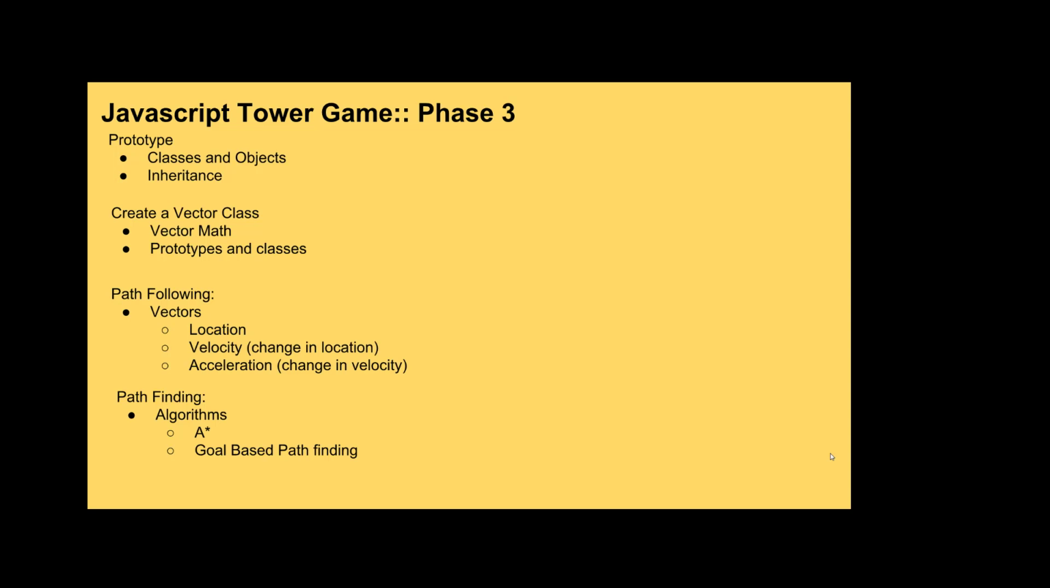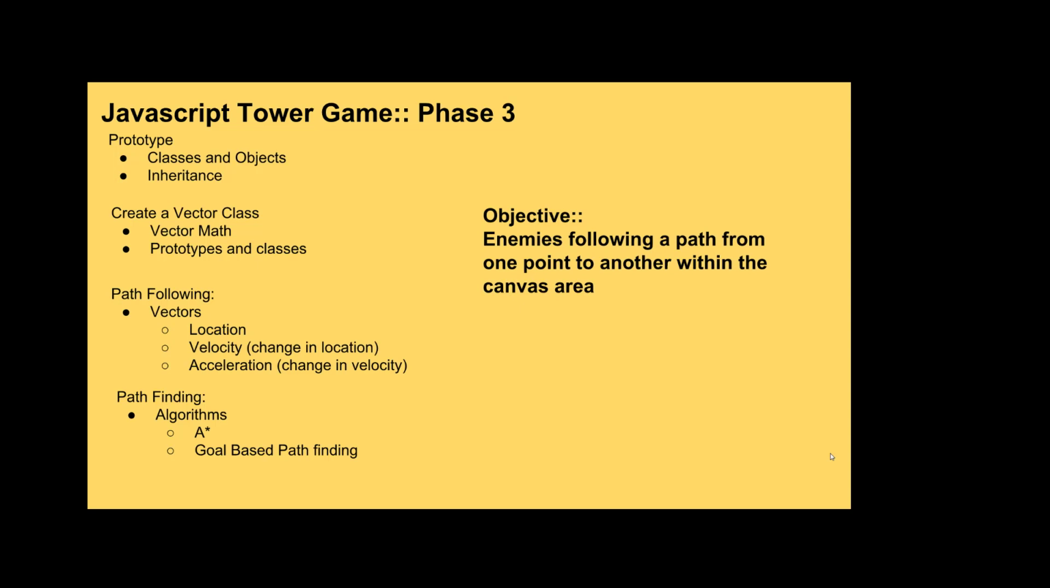But then finding a particular path is a little bit more challenging, and there are lots of different algorithms we could look at. I'm going to look at least two. A-star is really popular, although it's fairly complicated. Goal-based pathfinding, I think, is the easiest, by far. It has some advantages and disadvantages, and so we'll probably spend one or two videos on pathfinding. So that's what we're going to be covering in this next series. By the time we get done, we'll have enemies that are following a path from one point to another within the canvas area. Let me show you some things my students did first semester using these vectors.